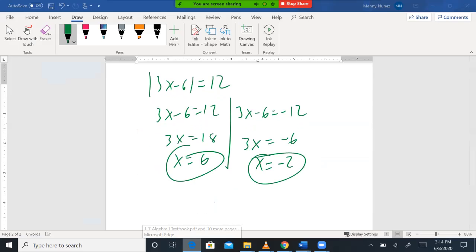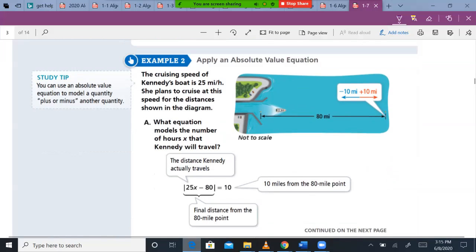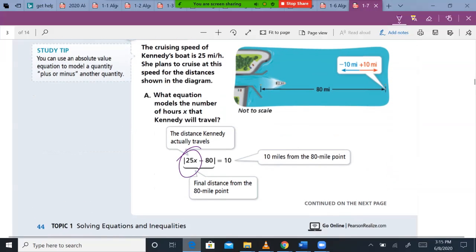Okay, as we move on, let's look at this one. This one kind of challenges things a little bit, but it's actually not that bad. The cruising speed of Kennedy's boat is 25 miles an hour. She plans to cruise at the speed for the distance shown in the diagram. So she wants to cruise for 80 miles, but plus or minus about 10 miles. What equation models the number of hours that Kennedy needs to travel? She's cruising at 25 miles per hour, and she's going for 80 miles total. She wants to be within 10 miles.